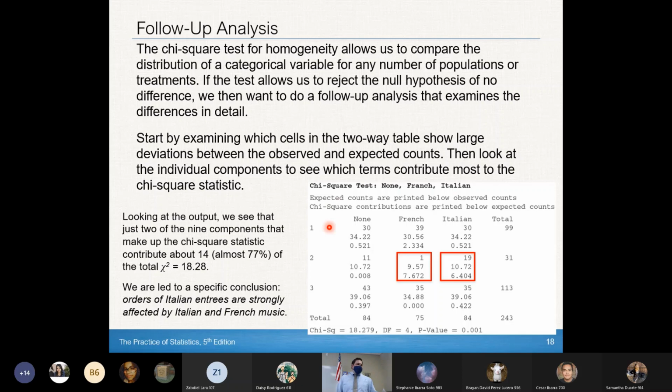Looking at the output, we see that just 2 of the 9 components that make up the chi-square statistic contribute almost 77% of the total chi-square, which equals 18.28. Within these 2, we get 7.672 and 6.404. The rest of them are all considerably smaller. Right, we are led to a specific conclusion. Orders of Italian entrees are strongly affected by Italian and French music, because that's where these large components are. So we can make up an additional follow-up analysis to give even more information in our conclusion.